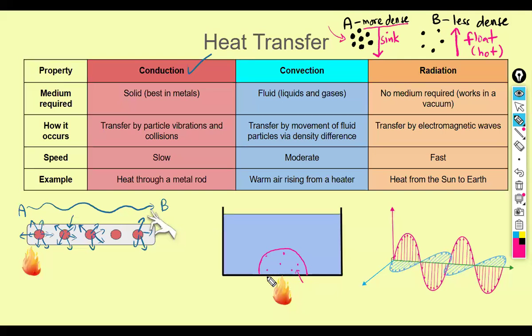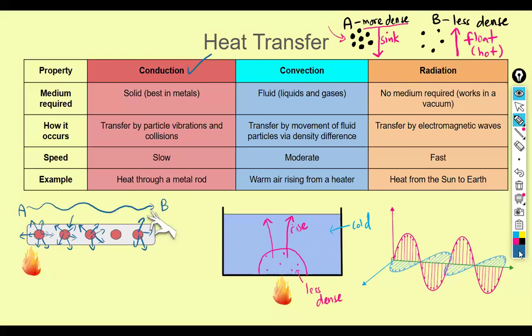Because this particular area is getting hotter, it is getting what? Less dense. When I say less dense, it's less dense compared to everyone else around it, because the rest of the area is what? Cold. What do you think is going to happen to the liquid in this area? It will start to float, or it will start to what? Rise. And the reason it's rising is because that area is less dense. And when it rises, it carries the heat with it.